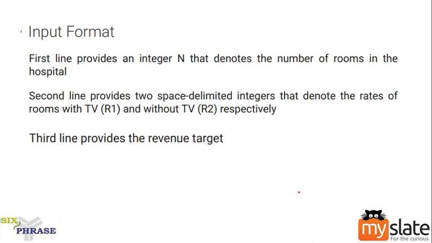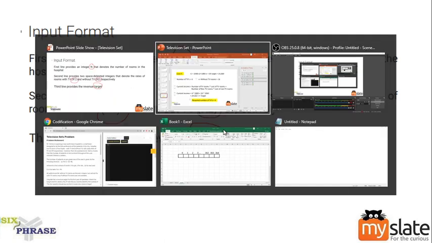Look at the input format. First line provides an integer n that denotes number of rooms. And in the next line you will have two space delimited integers that denote rate of rooms with TV and rate of rooms without TV, which is R1 value and R2 value. So first line will have n. Next line will have R1, R2. Third line will have the target. Okay, let's get the input first.